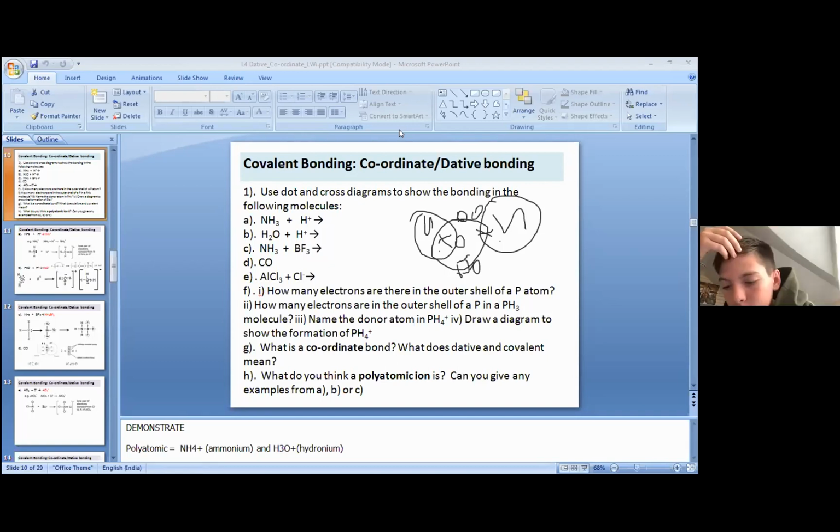Okay. It will look like this, and then we just add another hydrogen.